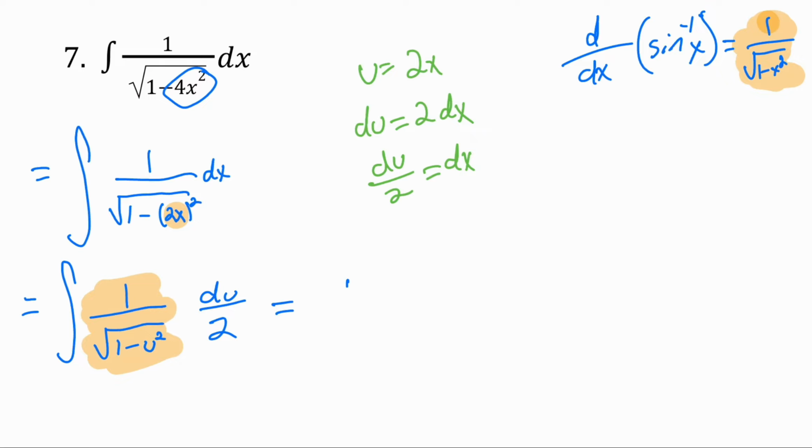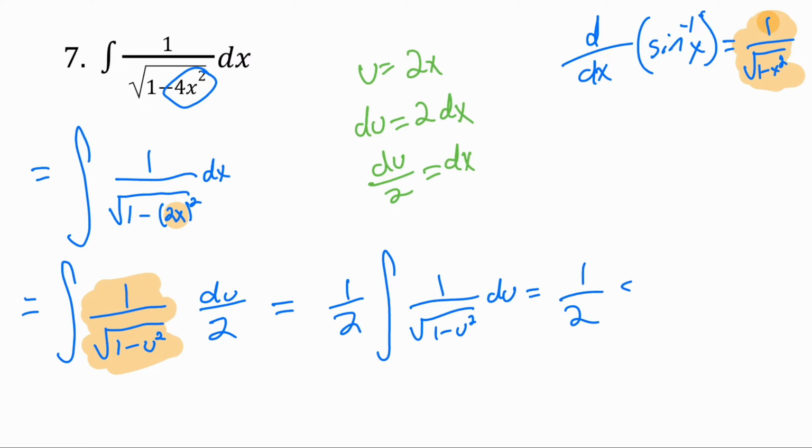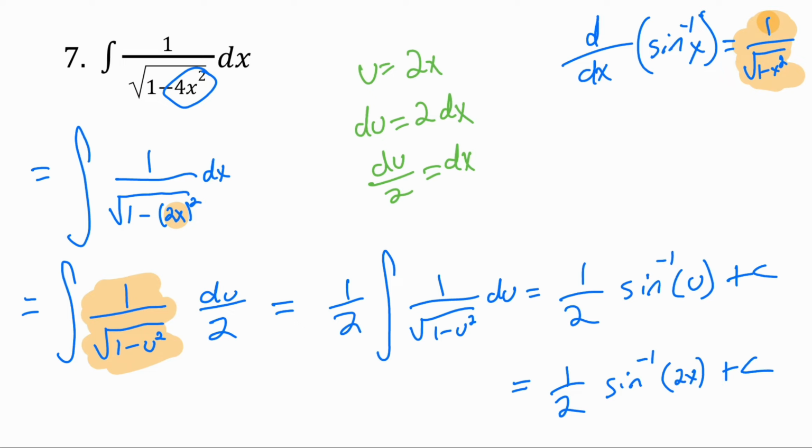So I'm going to rewrite and bring that 1/2 out to the front. We're integrating 1 over the square root of 1 minus u squared du. And when we integrate that, we already said we're looking for that inverse sine of u, and then we have that plus c at the end. Now, when we substitute our u back in, we find out that our answer is 1/2 times the inverse sine of 2x plus c. There we go, we have that final answer.